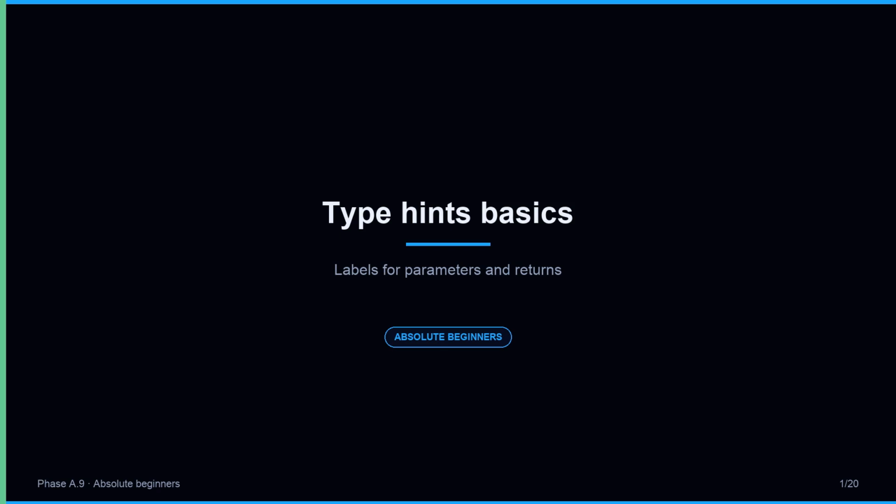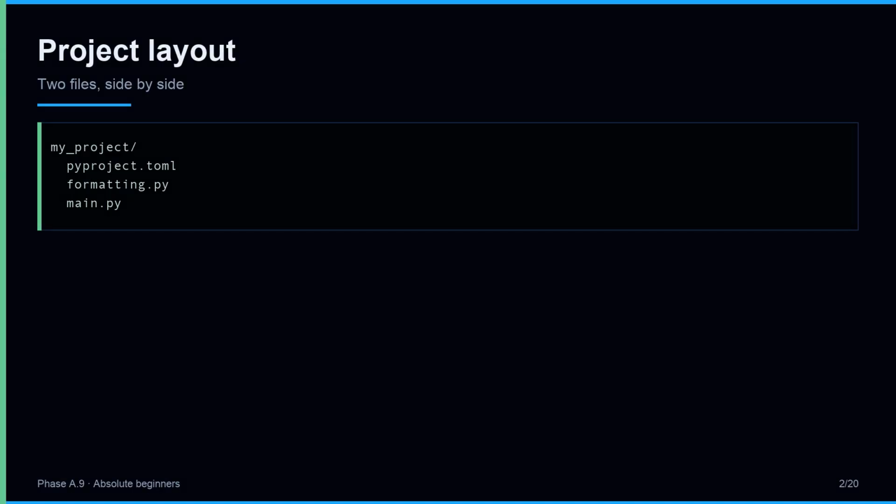Python itself does not enforce these labels at runtime, but your editor uses them to warn you about mistakes, and other developers use them to read your code quickly. We work entirely inside a small project you can rebuild with UV. By the end you will annotate every function you write. Hints make contracts clear.